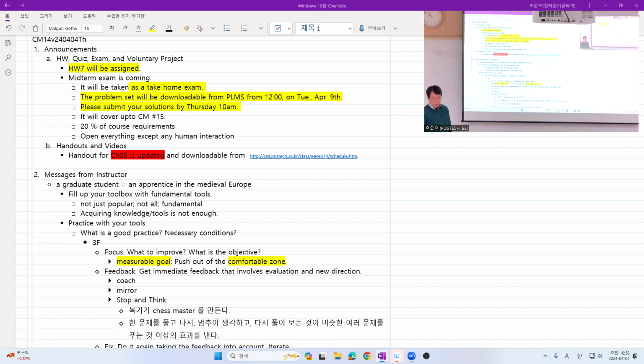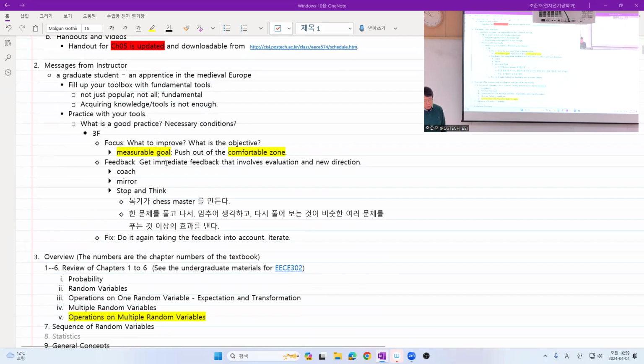Homework 7 will be assigned before the midterm. And as I announced last time, the midterm will be given to you as a take-home exam. The problem set will be downloadable from Tuesday during the next class meeting, and it will cover up to that class meeting. You need to submit your solutions within 2 days. The handout for class meeting 5 has just been updated, so you need to download it again because some parts and orders are modified.